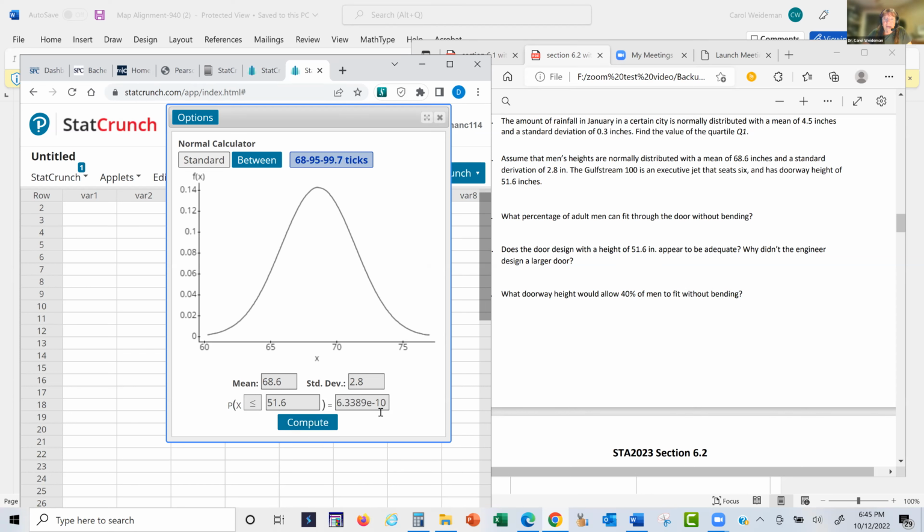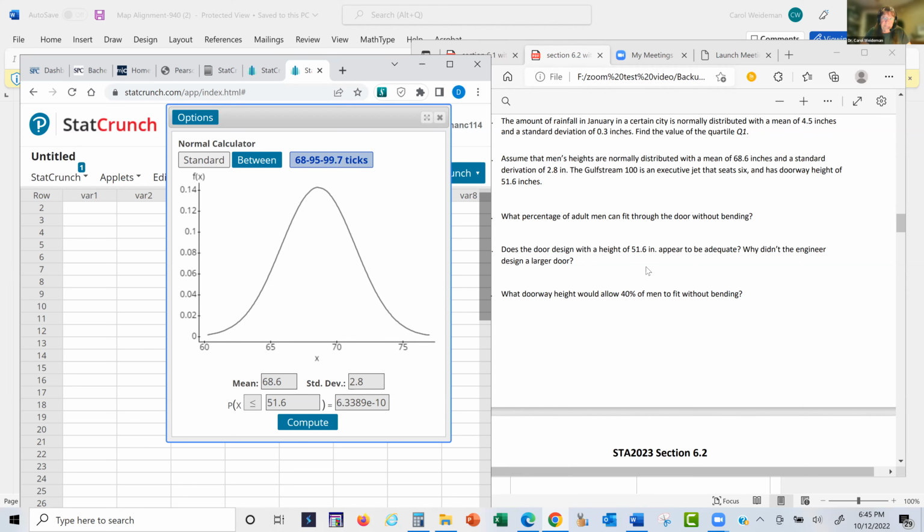Because look at this. Now, let me explain this probability to you. This is in scientific notation. Look at the curve. There's nothing colored here, is there? So basically, this probability is 0. I mean, 51.6 inches is about like 4 feet and 3 inches. Not very many men are that short. So this probability, if you notice on the curve, there's nothing colored here. There's no red color on here. This is basically 0. Okay. So no men are going to be able to fit through that doorway without bending.